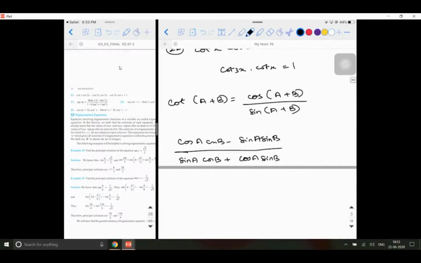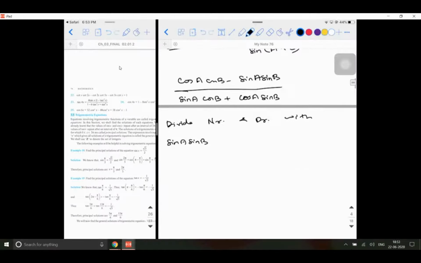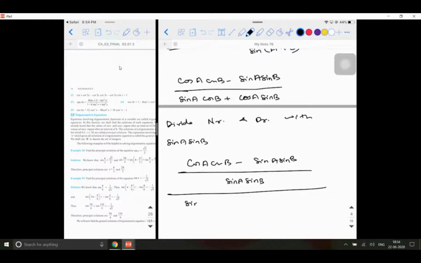Okay. So for this, you can mute yourself. Divide numerator and denominator with sin A sin B. The reason I am dividing it with sin A sin B is because I want cot in terms of cot. Observe. Then cos A cos B minus sin A sin B, the whole divided by sin A sin B, the whole divided by sin A cos B plus cos A sin B, the whole divided by sin A sin B.